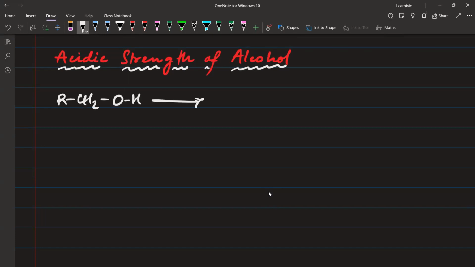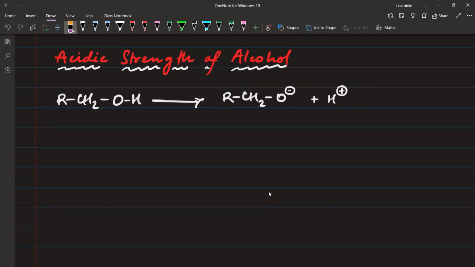Okay, it breaks into RCH2O negative plus H positive. Now each and every alcohol is going to show a similar reaction, and it is always going to give us H plus ion. The thing that will be changing always is this alkoxide ion.